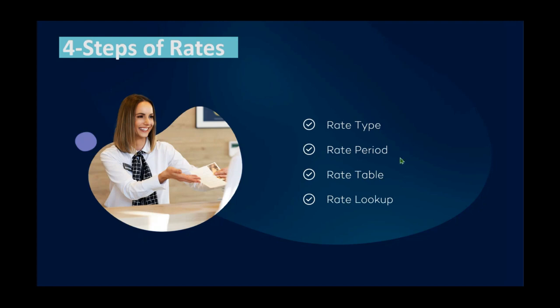The third piece is what we like to call the rate table, and this is where we determine the price that we are going to calculate. So think of it as you put all your money on the table. And then lastly, we have our rate lookup. And the rate lookup essentially takes the first 3, your rate type, your rate period, and your rate table, and it links it to your category. Now, your category could be your room type, maybe your site type, whatever you've chosen to name it there at your property, and it makes it a fully bookable site.